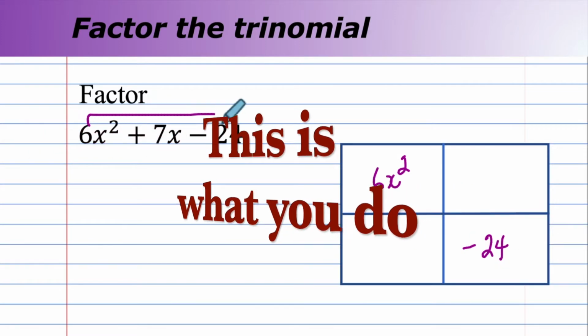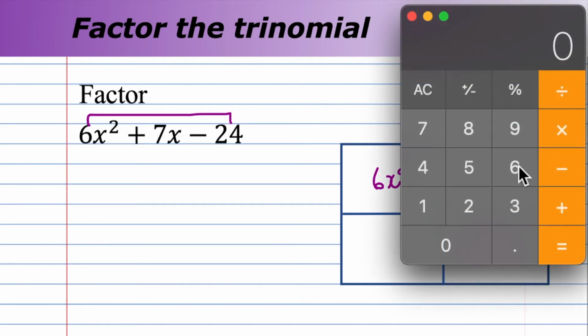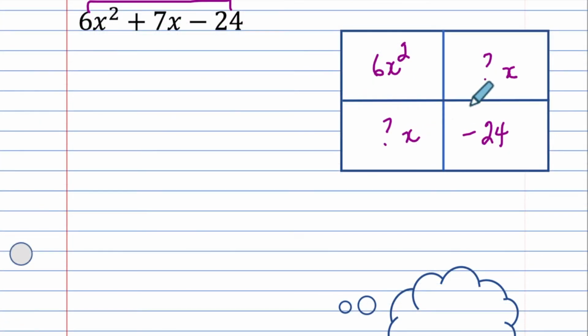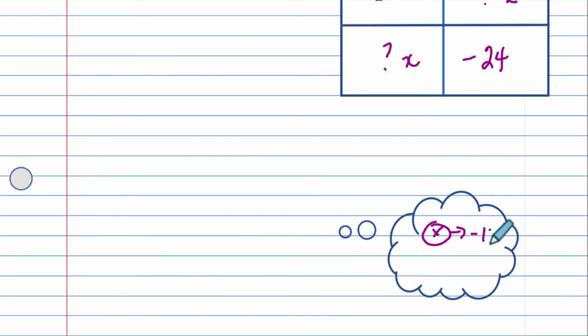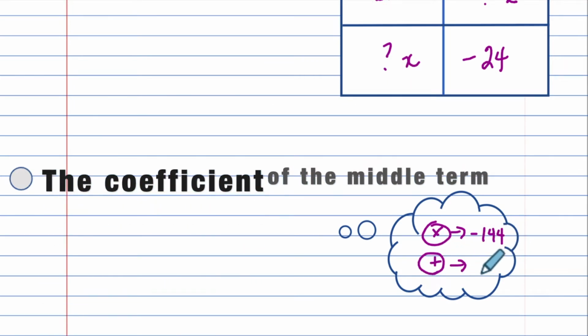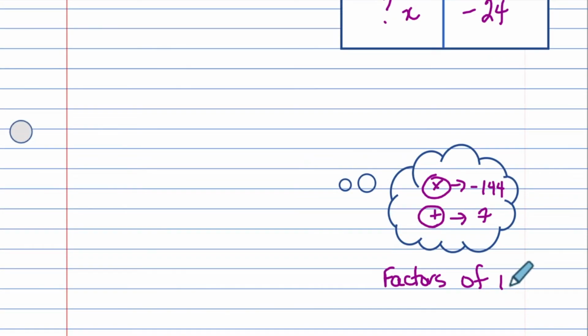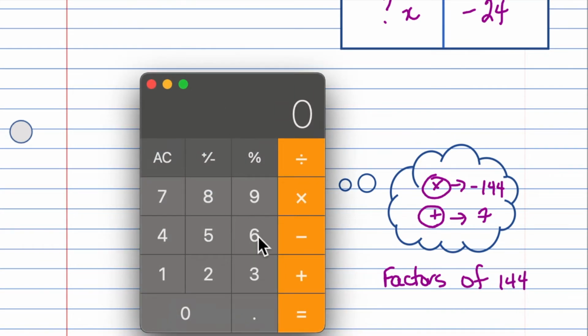We need to consider both of these numbers. 6 times 24 is 144. 6 times negative 24 is negative 144. We need to find these two values. We need two numbers that multiply to negative 144 and add up to that middle term, which is a plus 7. Factors of 144. When the numbers get large, it's often easier to use a calculator and start with 144 divided by 12.